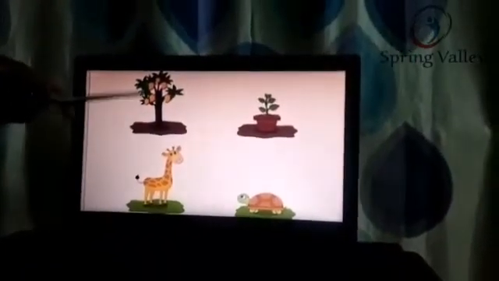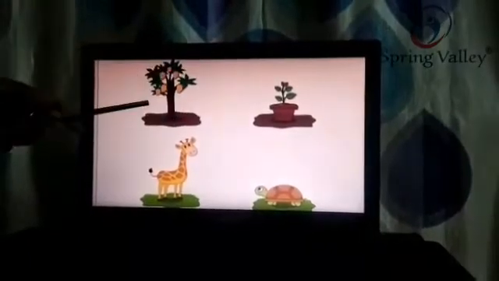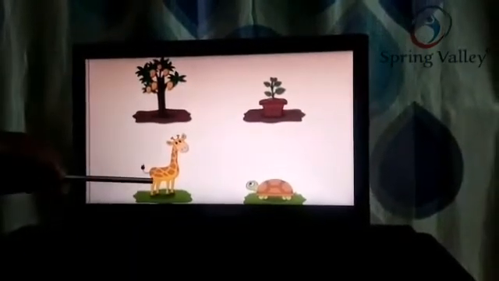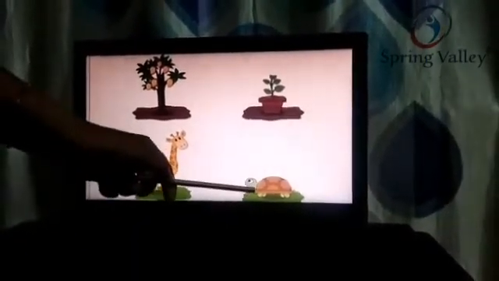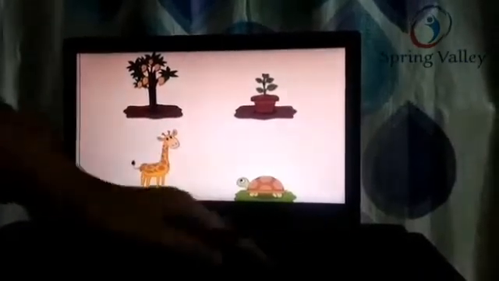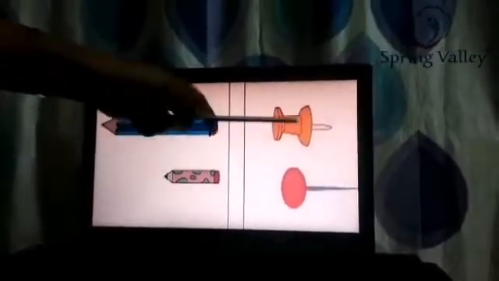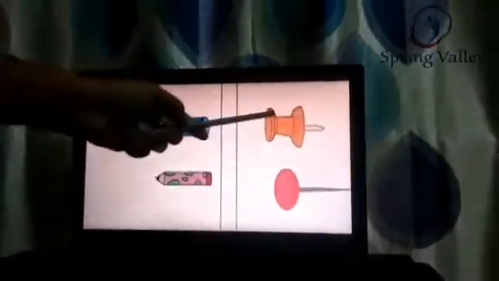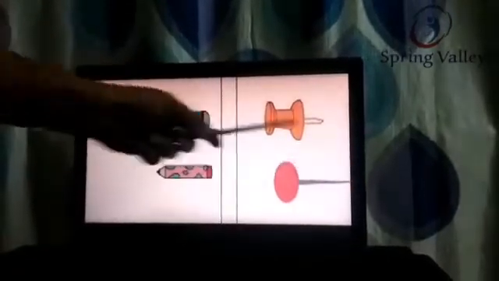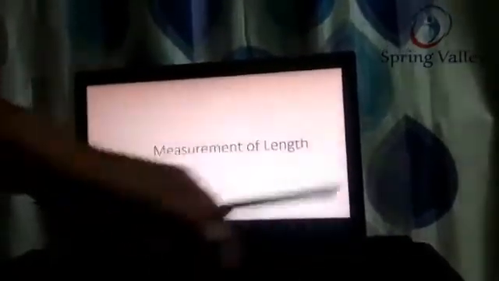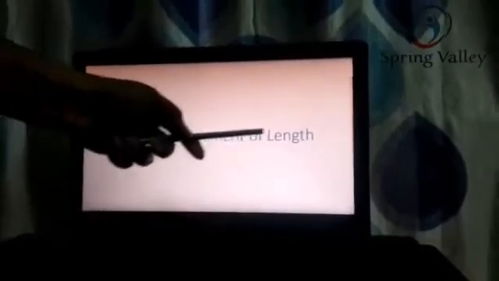Okay, ma? See here, children, we have a tall mango tree, short plant, tall, short. This is a tall giraffe, short tortoise, tall, short. This is a long pencil, this is short, long, short. Long pin, short pin, long, short. So, we are going to learn measurement of length.